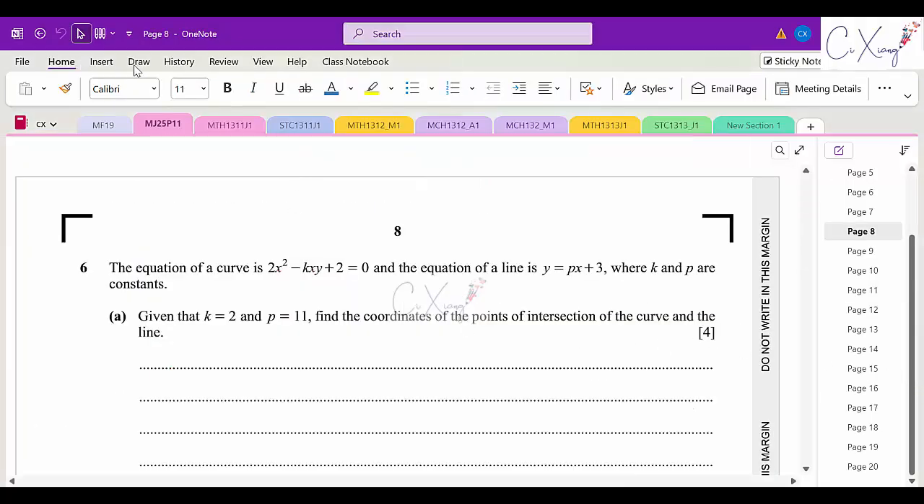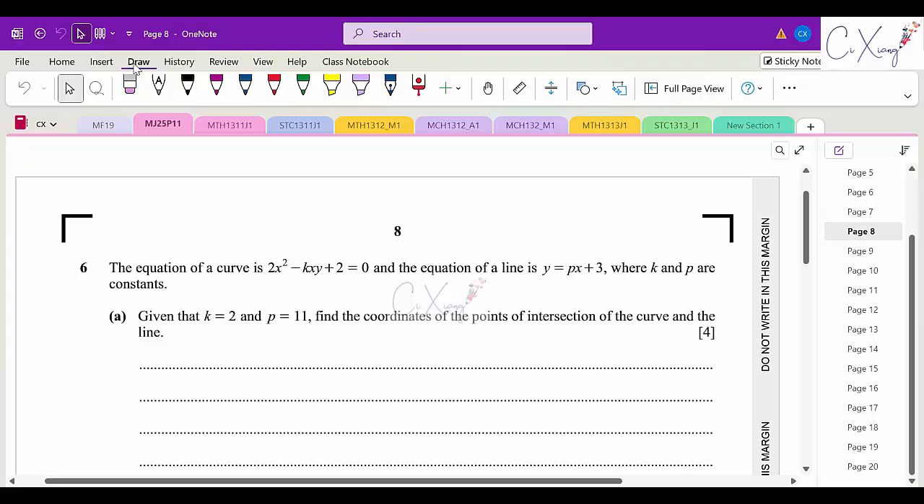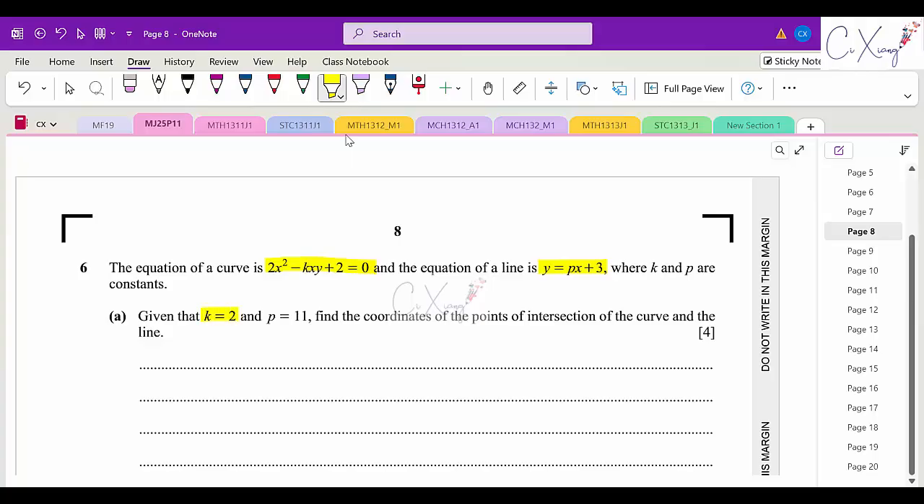Question number 6. We are given the equation of a curve like this, and also the equation of a line, where the k and p are constants, and now they have given us the value for k and also p equals 11. Find the coordinates of the intersection point for the curve and also the line. So for this question, we mainly want to find the intersection point. When we want to find the intersection point, we have to solve simultaneously the two equations to get the coordinates of the intersection point.